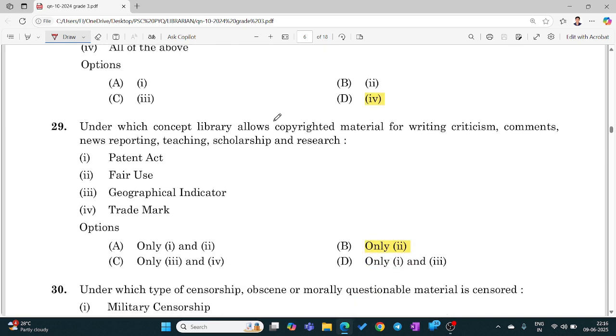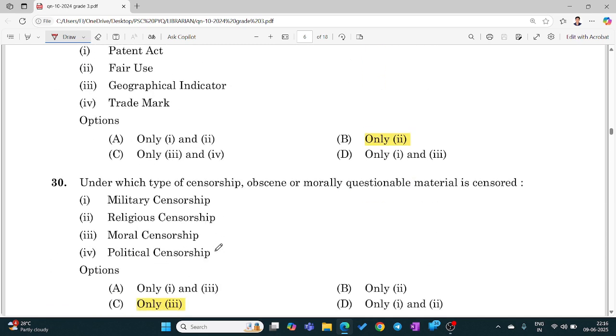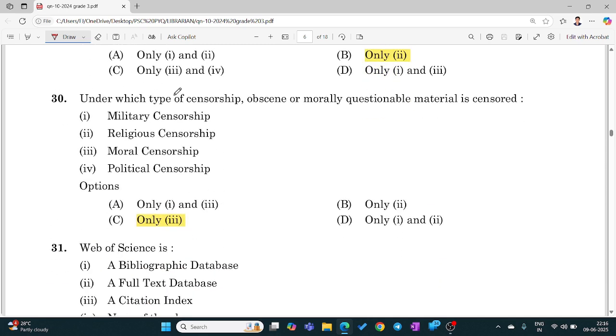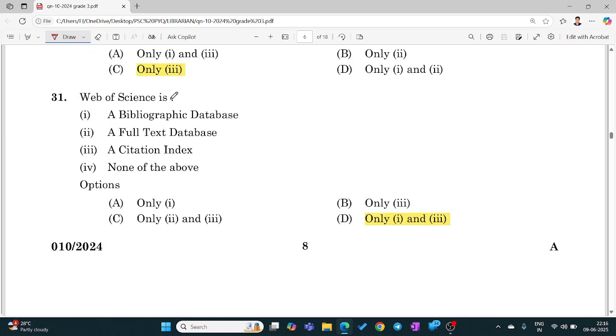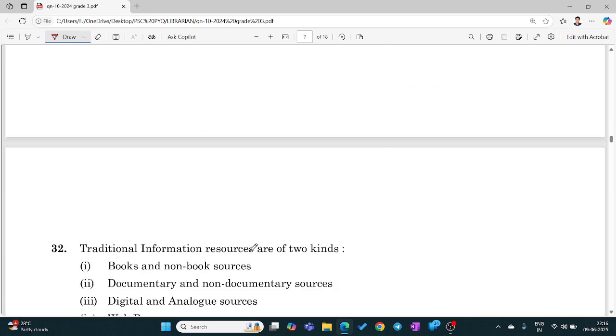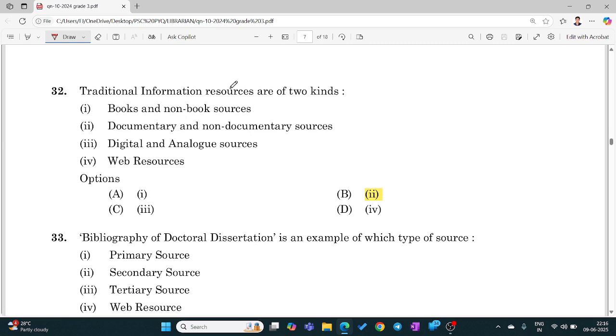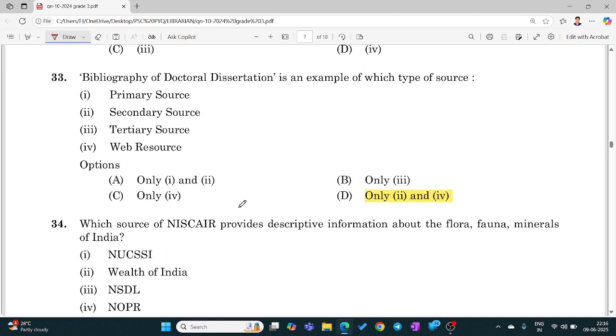Under which concept does a library allow copyrighted material for writing criticism, comments, news reporting, teaching, scholarship, and research? Fair use. Under which type of censorship is obscene or morally questionable material censored? Moral censorship. Web of Science is a bibliographic database and a citation index. Traditional information resources are of two kinds. They are documentary and non-documentary sources.